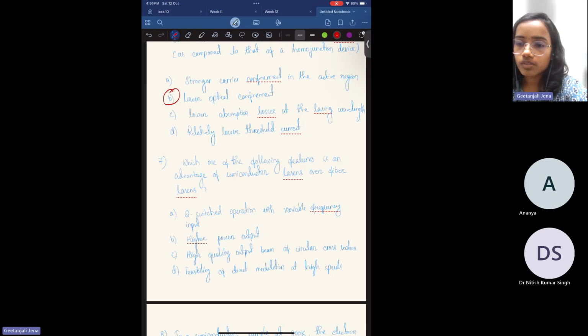So if you look at the options, what is the advantage of using a semiconductor laser? The advantage is feasibility of direct modulation at high speed. By changing the injection current, you can directly modulate at high speed. So the answer will be option D.